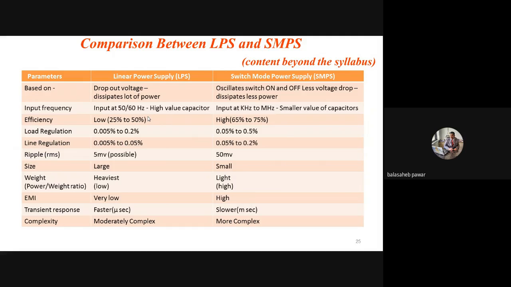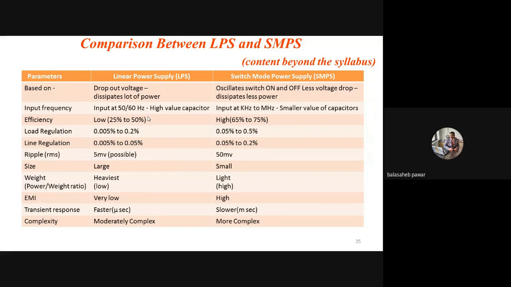Then the ripple, RMS. In the case of LPS, the ripple content is very, very small, just a maximum of 5 millivolts. But in the case of SMPS, the ripple content is somewhat more, again due to the high switching frequency. Then size, in terms of size, SMPS is best. Then weight, again SMPS is very lightweight. Our mobile charger is a very lightweight device.